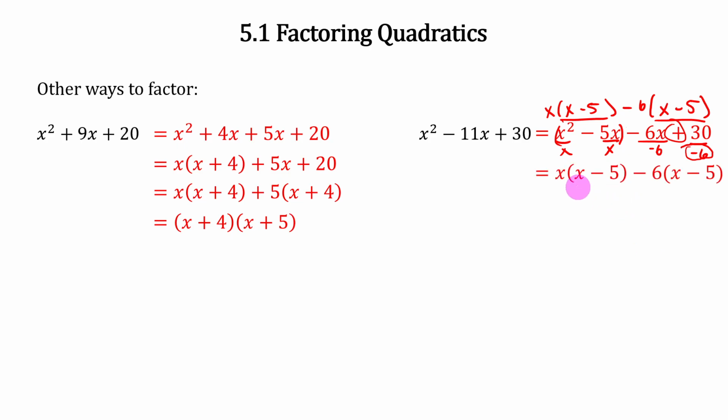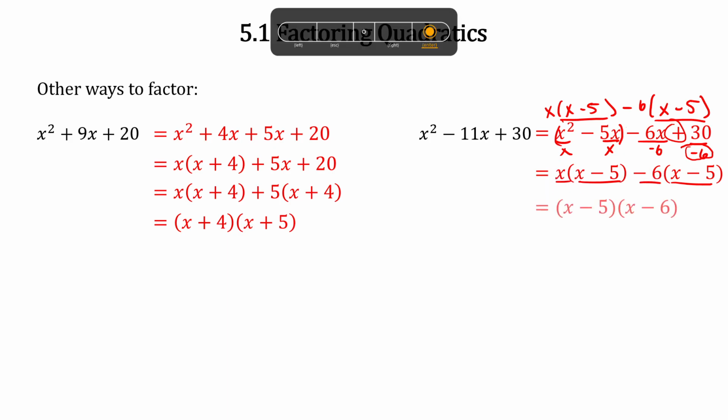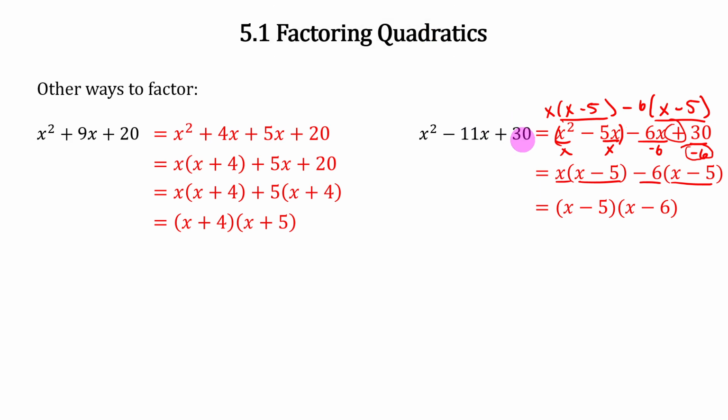And now I can factor out the x minus 5 here and be left with x minus 5 times x minus 6. Which again, if you can figure out negative 5 times negative 6 is positive 30, negative 5 plus negative 6 is negative 11. Just another way to think about it. And it kind of gets us to where we're thinking about factoring by grouping, which we'll do later on down the line.